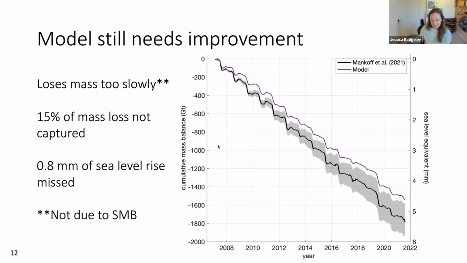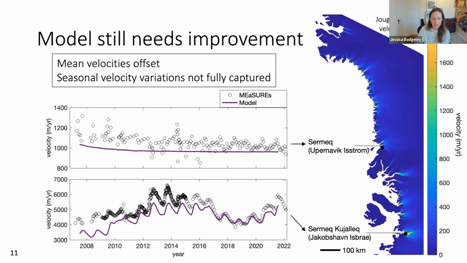And then importantly, for thinking about calibrating trends in mass loss, we see that the model is losing mass too slowly compared to at least one observation-based reconstruction of mass loss from Mankoff et al. 2021. And we use the same surface mass balance as they do, so we know that this is due to our ice dynamics. And we generally know that it's likely due to these velocities that are too slow for most places.